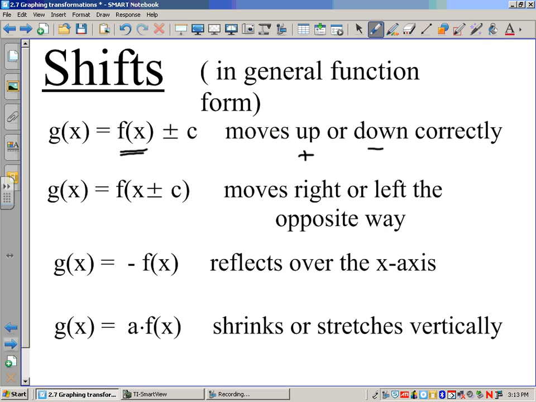If you add or subtract inside the function, that's going to move it right or left the opposite way. So right would be minus, left would be plus. If I have a negative in front of my function, it's going to reflect over the x-axis. If I have a number being multiplied by the function, it's going to stretch or shrink it vertically. In the case of absolute value, as I said, it's going to be your slope.